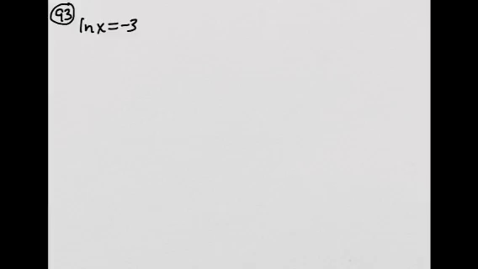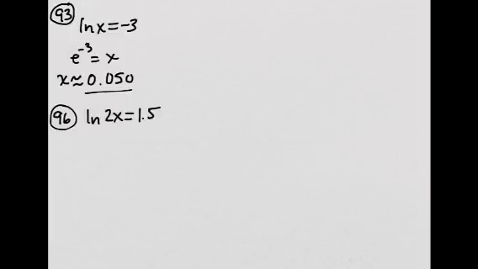Okay, so change it to exponential, so you get e to the negative 3 equals x, and just punch it in the calculator. So you get 0.04978, so because of that 7, you round it up to 50.